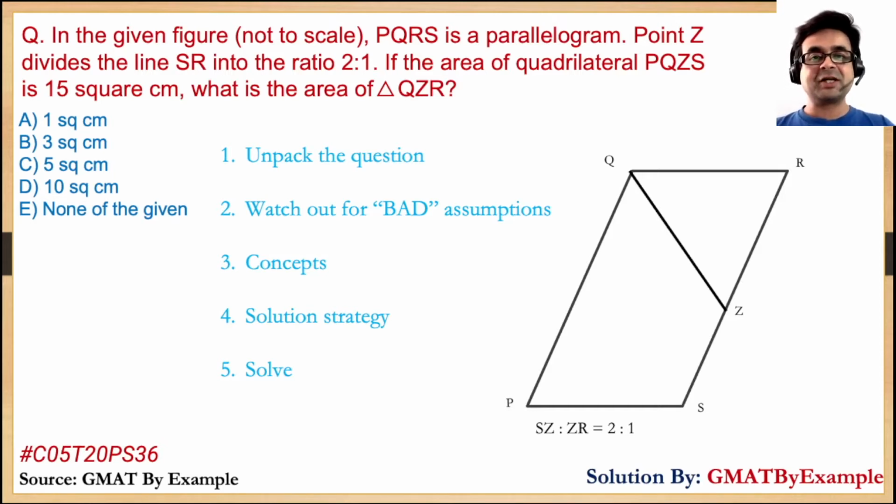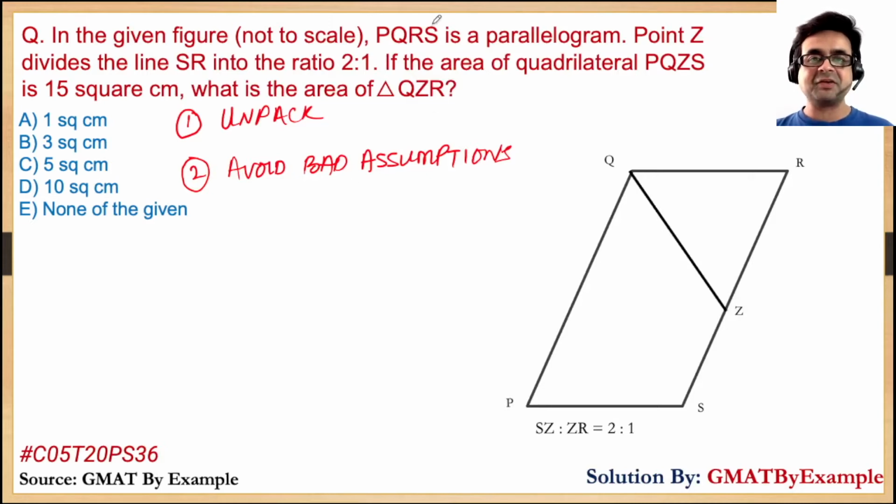So let's start looking at stage number 1, unpacking the question. Okay, so in this question, we are given that PQRS is a parallelogram. Point Z divides the line SR into ratio 2:1. And this is very important. And if you look in the diagram, since it is given that the diagram is not to scale, any assumptions we make here could be bad.